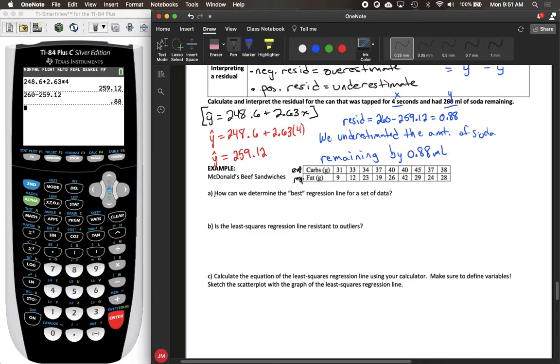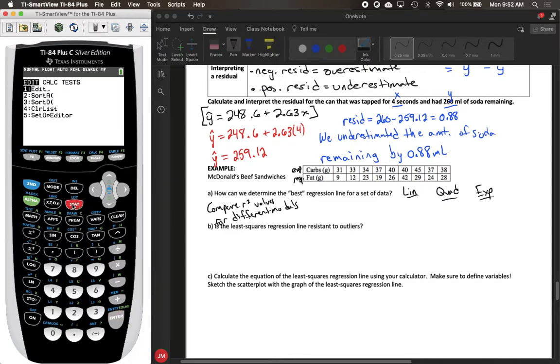For part A, how can we determine the best regression line for a set of data? In order to do that, we're going to compare the R squared values for different models. The ones that we are mostly going to focus on are the linear model, which we're most familiar with, the quadratic model, which we haven't used yet, as well as the exponential model, and we're going to look at the R squared values for each of those. Let's see which one would be better to use.